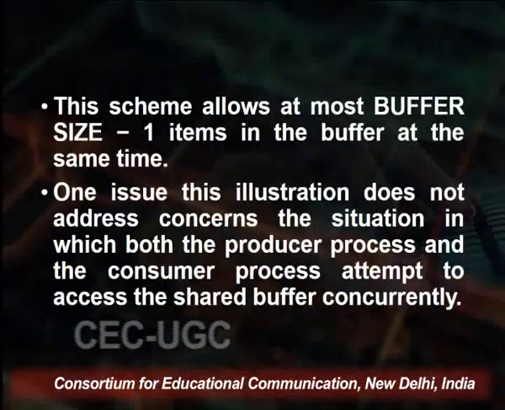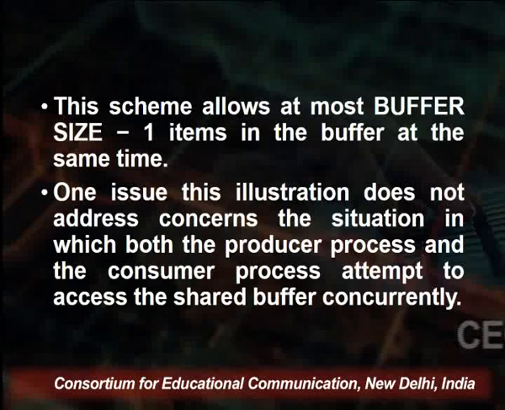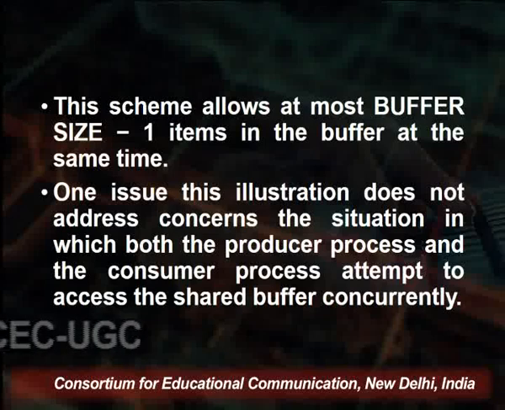But if at the same time the producer and consumer access that shared buffer concurrently, this is a situation where there will be inconsistency in whatever data items are stored inside the buffer. Also, this scheme allows at most buffer size minus 1 items in the buffer at the same time. So, here are the problems with the code which we have seen in the producer and consumer problem till this point.